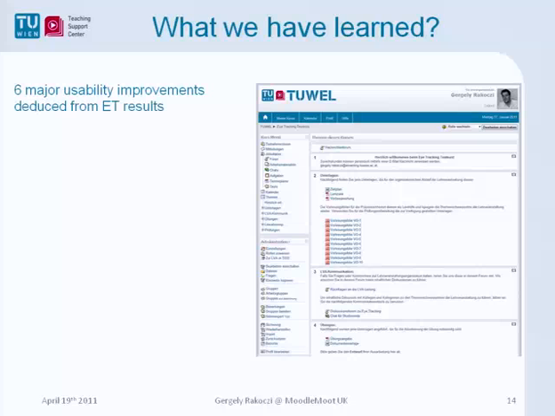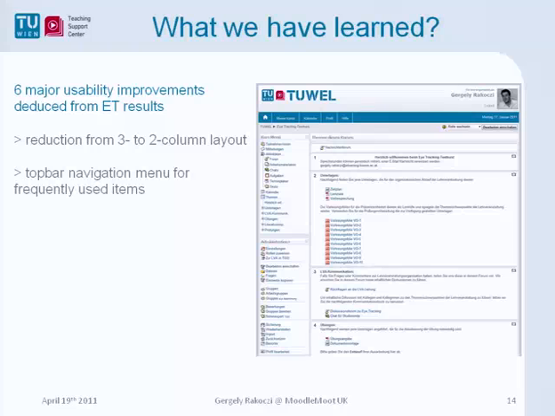So, what we have learned: we had 6 major usability improvements, which we deduced from our eye tracking results. The first was that we skipped all the elements on the right-hand side, because eye tracking showed us that only 20% are fixating on the right-hand side and 80% of our students were looking at the left-hand side. This is quite an interesting thing within our Moodle installation, because all the navigation elements that were really useful for their learning are on the left-hand side. So we made this step.